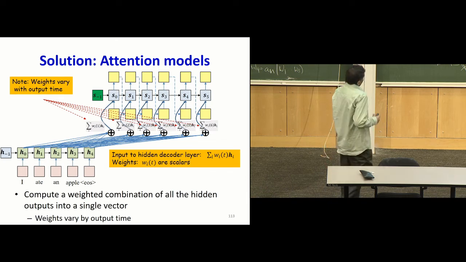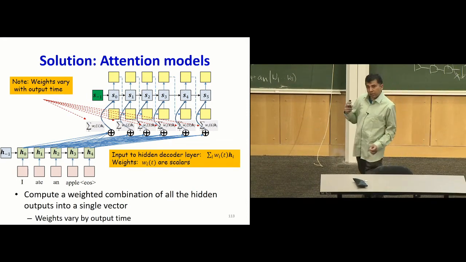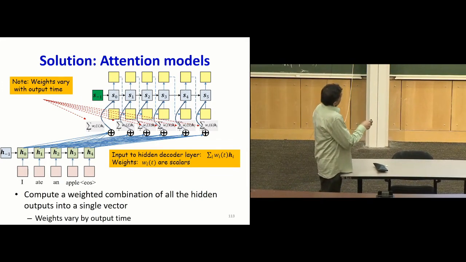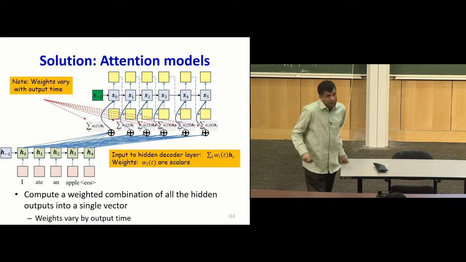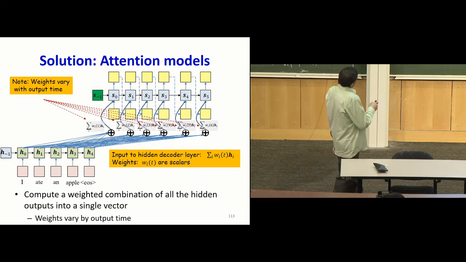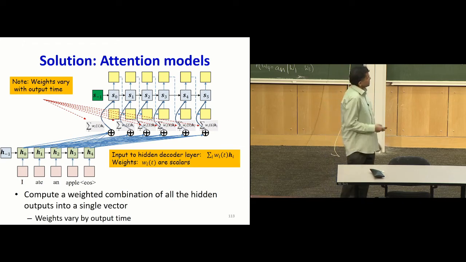And so the input to the hidden decoder layer is a combination of 3 things. The input to the hidden decoder layer is going to be the previous word output, the hidden state value from the previous time, and the weighted combination of hidden states from the encoder. The weights, of course, are scalars. So these are all vectors. You're going to be averaging them, but it's a weighted average. The weights must be scalars.